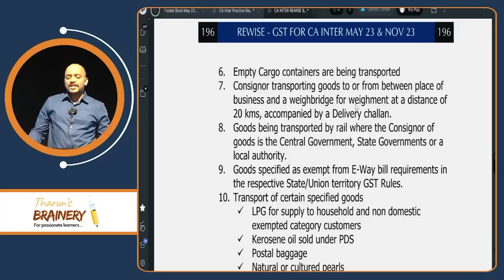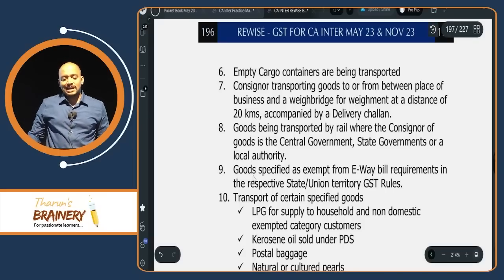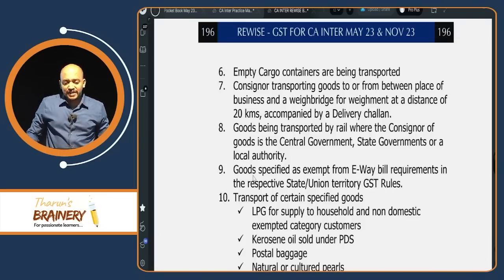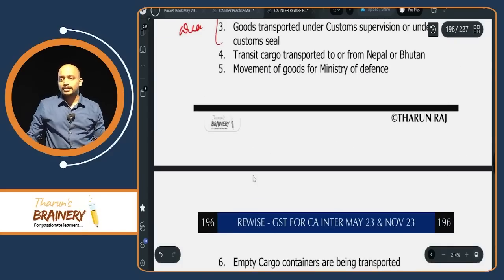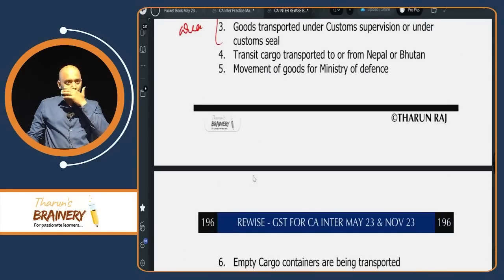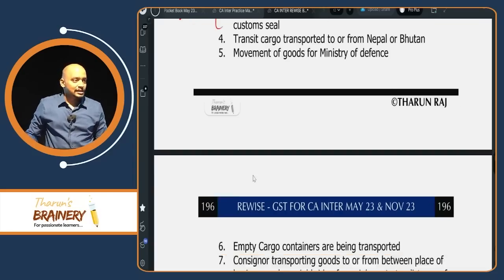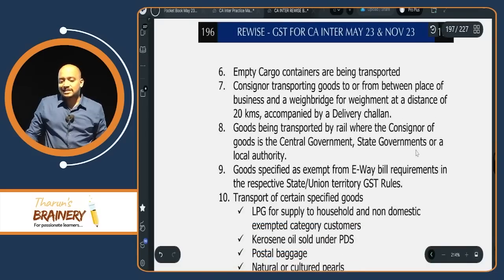Then goods transported by rail where the consignor of the goods is central government, state government or local authority. What is the difference between 8th point and 5th point? 5th point is defense goods. In which mode? Any mode. But other than defense, any other state government or central government goods, if transported by rail.